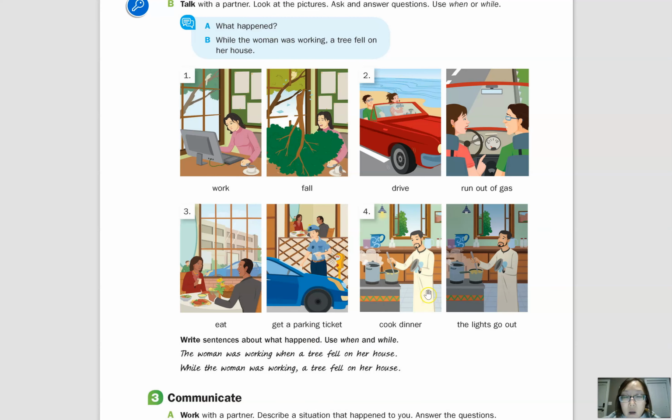We can say, while the man was cooking dinner, the lights went out. And remember, you can put the adverb clause at the end as well. So you can say, the lights went out while the man was cooking dinner. Okay? And again, we can use when with the interruption. So we can say, when the lights went out, the man was cooking dinner. Or, the man was cooking dinner when the lights went out.